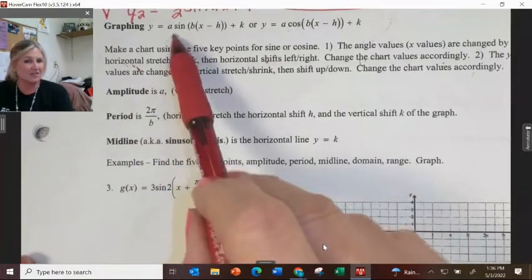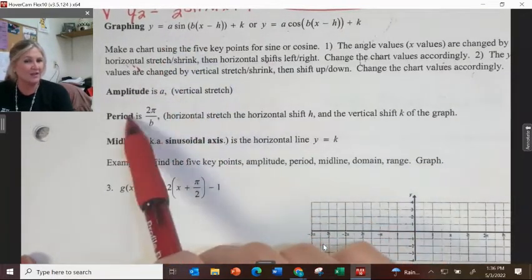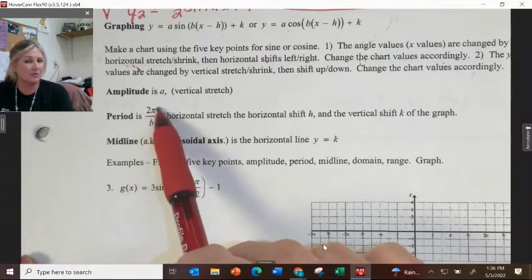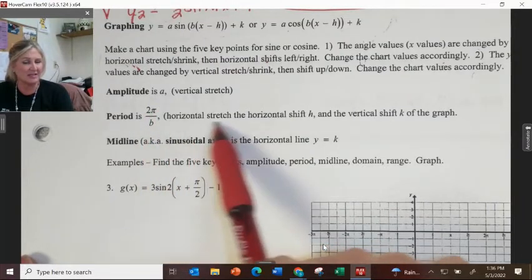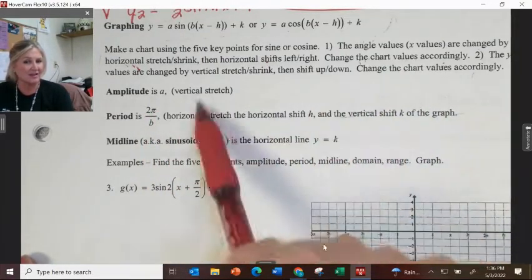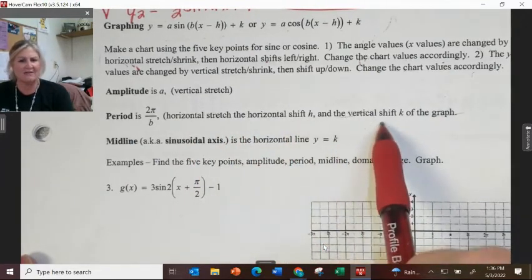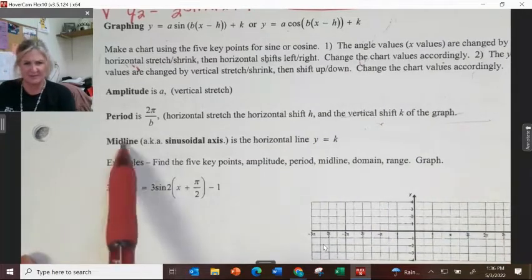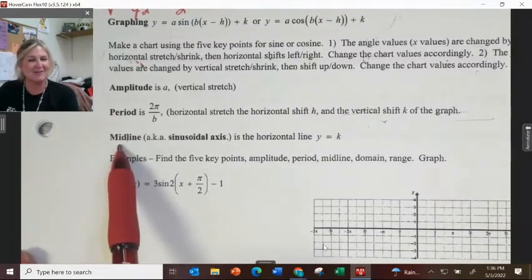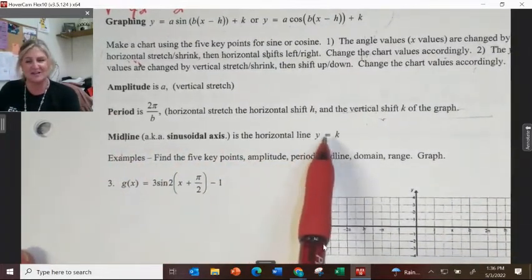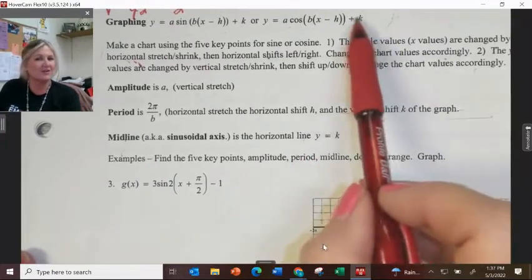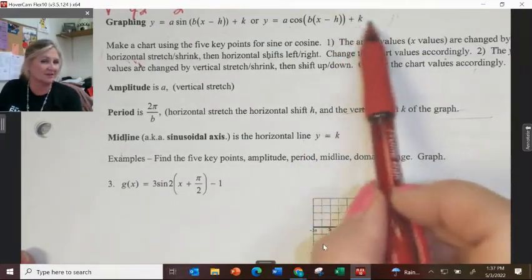Remember that the amplitude is just this a value. The period is always going to be 2 pi divided by b. It's going to be a horizontal stretch. Anyway, we're going to have a midline, and that's going to be the horizontal line y equals k. So whatever number we have right here, that's going to be our midline.